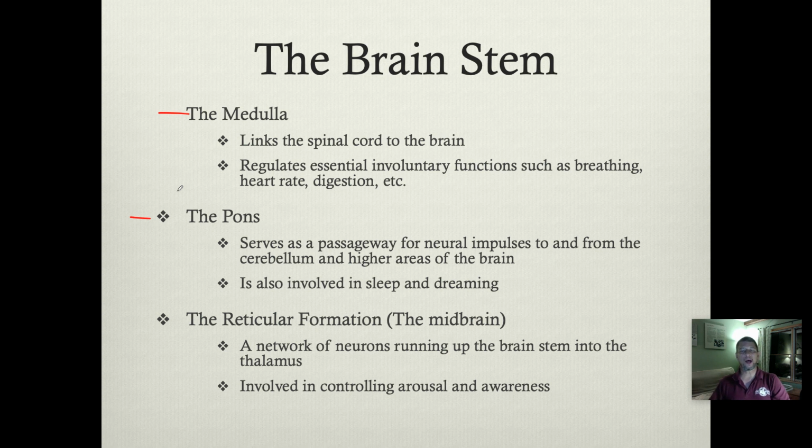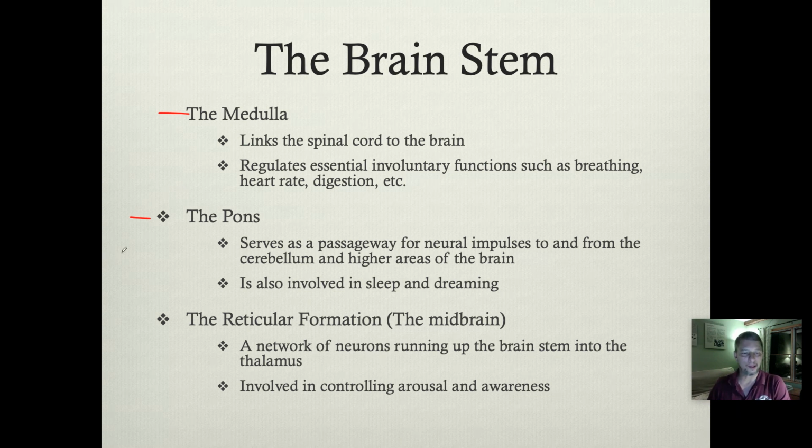The second portion is what we call the pons. And the word pons in Latin refers to a bridge, for any of you who took Latin in high school. The pons serves as a passageway for neural impulses to and from the cerebellum. We'll get to the cerebellum in a minute, but also to the higher areas of the brain, like the cerebrum. It's also believed to be strongly involved in sleep and in dreams. So the weird dreams that you have, you can blame the pons for them.